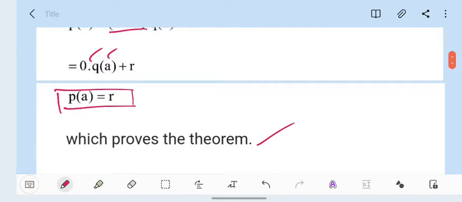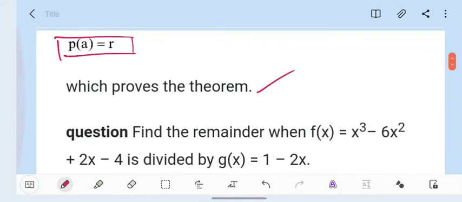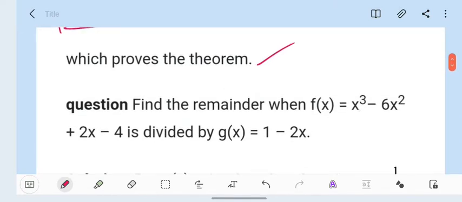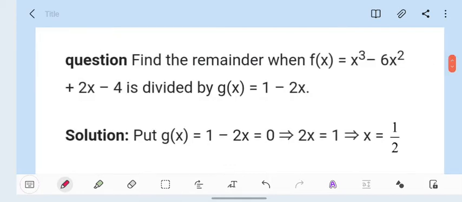Okay, now let's talk about a few examples here so that we can understand the theorem properly. So first question is, find the remainder when f of x equals x cubed minus 6x squared plus 2x minus 4 is divided by g of x, which equals 1 minus 2x. So put g of x equals 1 minus 2x equal to 0, to get the value of x. 2x equals 1, and then we have x equals 1 by 2 by the method of transposition.